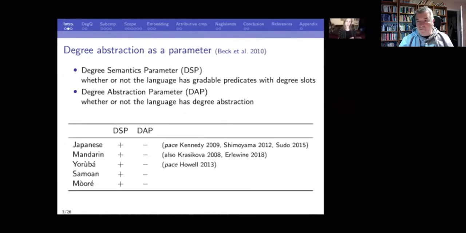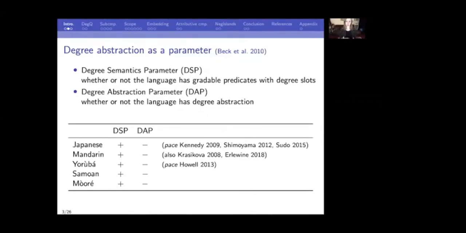Beck et al. 2010 argue that there are some languages that have degree abstraction and some languages that lack it. And this is particularly interesting among languages that are thought to have degree semantics in the sense that they have gradable predicates with degree slots. Such languages are claimed to include Japanese, Mandarin, Yoruba, Samoan, and Motu. For Japanese, later work has argued that it actually does have degree abstraction. More recent work on Mandarin has actually supported the original claim that Mandarin lacks degree abstraction. But for Yoruba, there's subsequent work suggesting that it actually does have degree abstraction, and so it bears closer investigation in all of these languages.